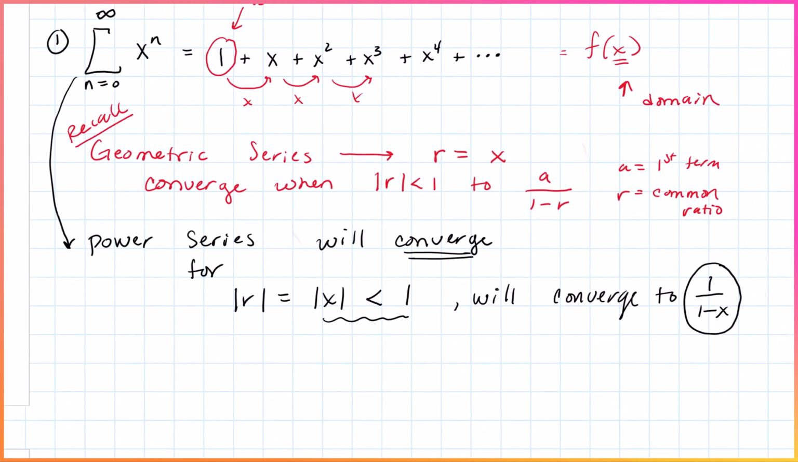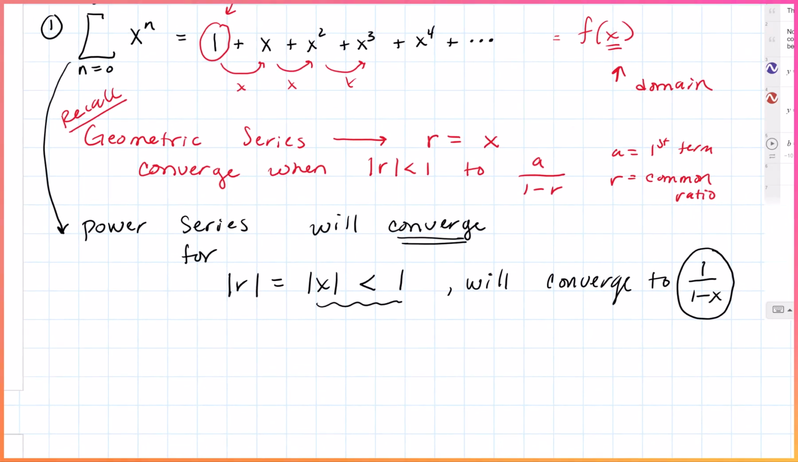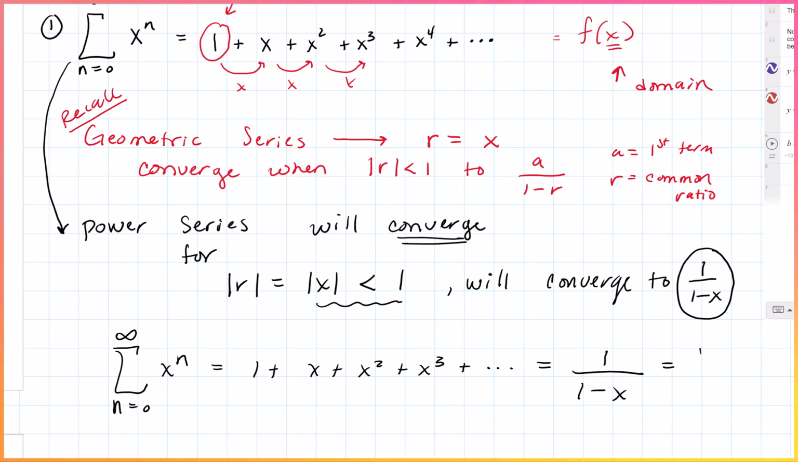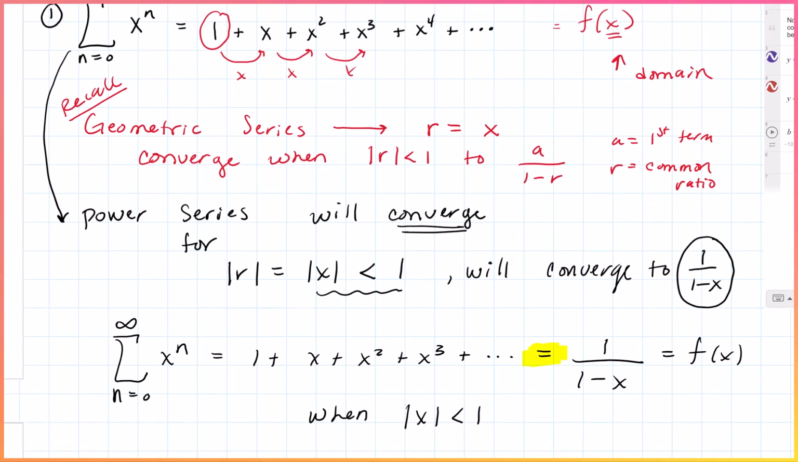So we can actually say that the geometric series from n equals 0 to infinity of x to the n, which again was 1 plus x plus x squared and so on, that infinite polynomial, is equal to 1 over 1 minus x, that function. Now we do have to be specific here. This equality right here is true, but not for all x's. This is only true when the absolute value of x is less than 1.